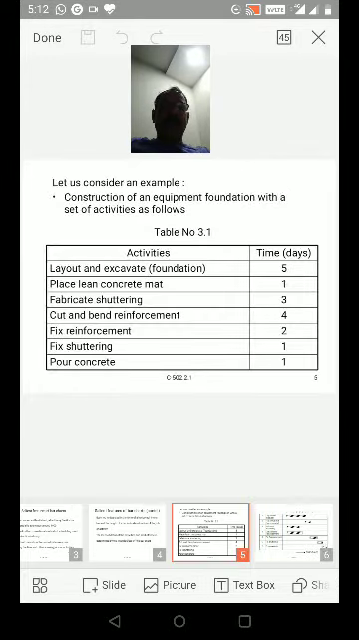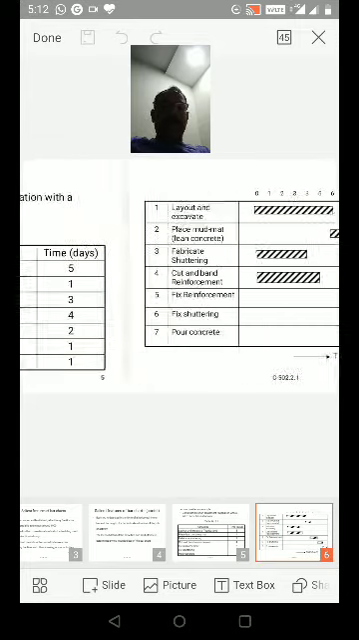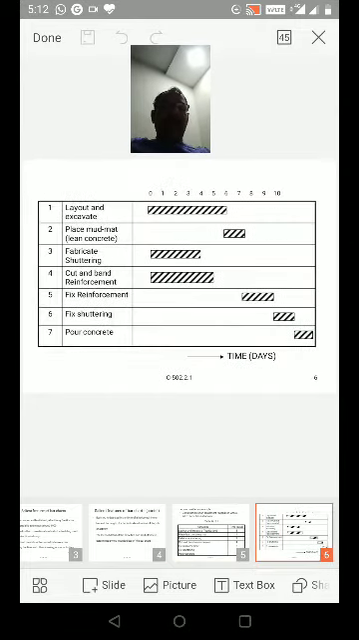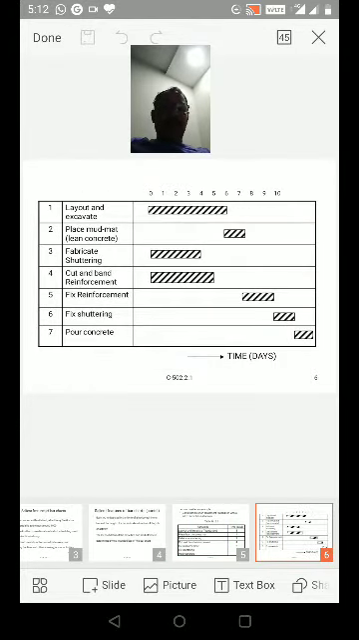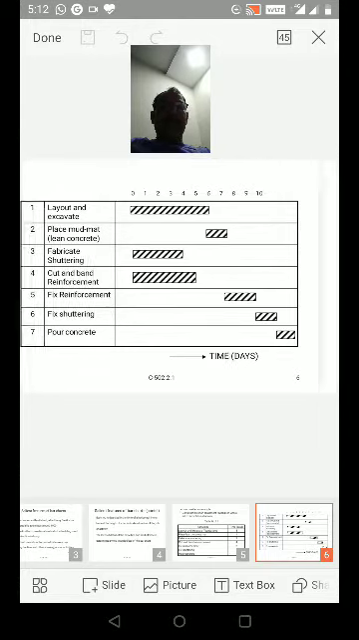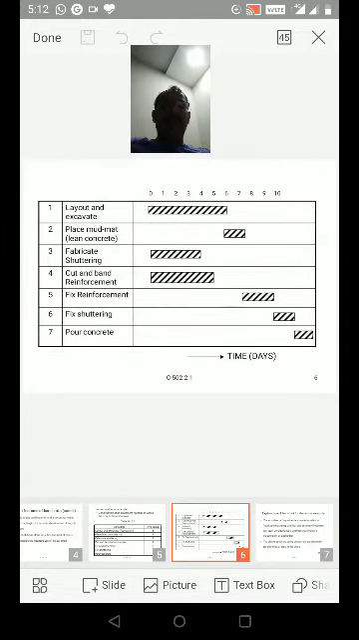Fixed reinforcement, 2 days. Fixed shuttering, 1 day. Pour concrete, 1 day. See how? See the layout. Here there are independent and dependent activities. So layout and excavate you can start, that is an independent activity. Fabricate shuttering is also an independent activity. Cut and bend reinforcement is also an independent activity.